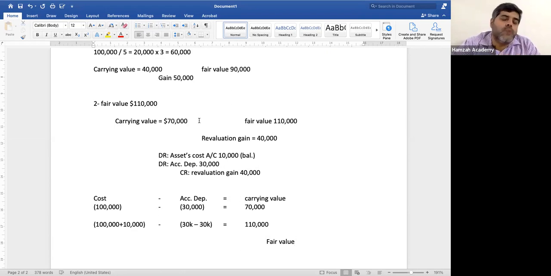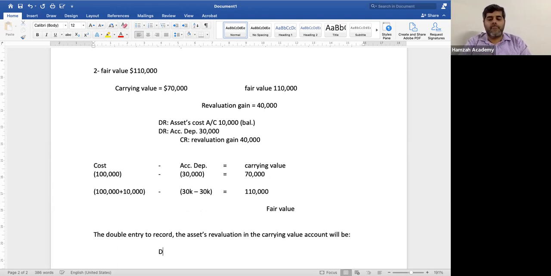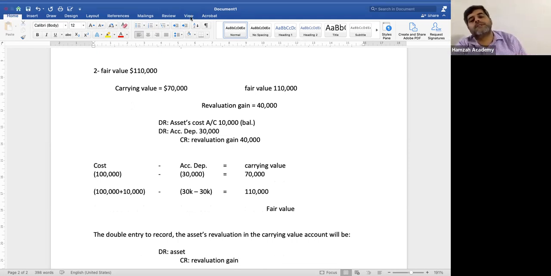In that case, what will be done? All else equal, the double entry to record the asset's revaluation in the carrying value account will be debit asset, credit revaluation gain. We are going to debit the asset and then we are going to credit the revaluation gain. This is simply how it is recorded.